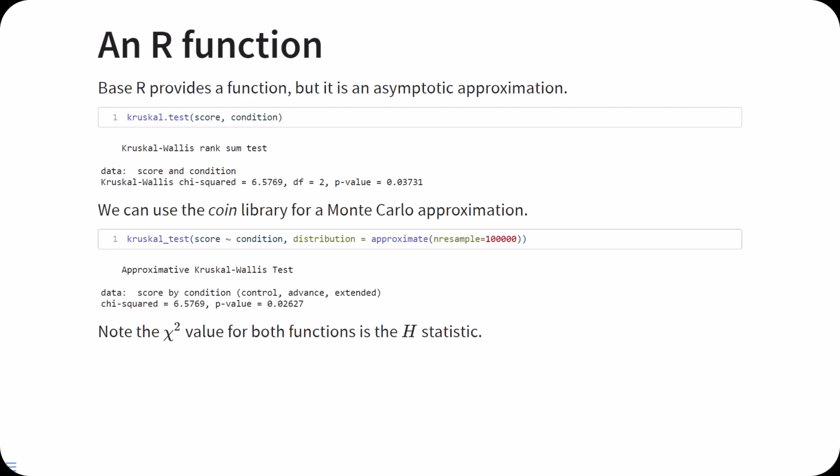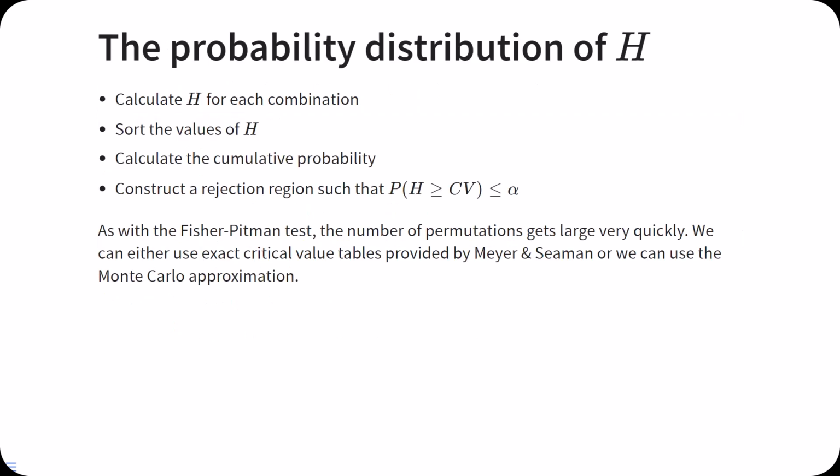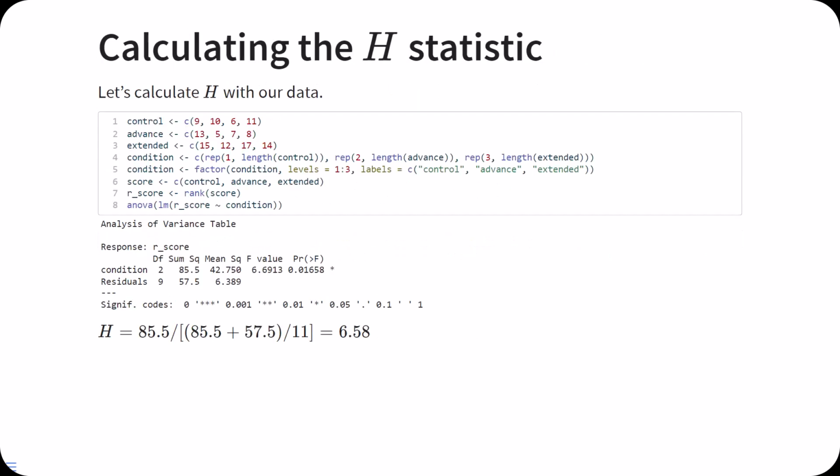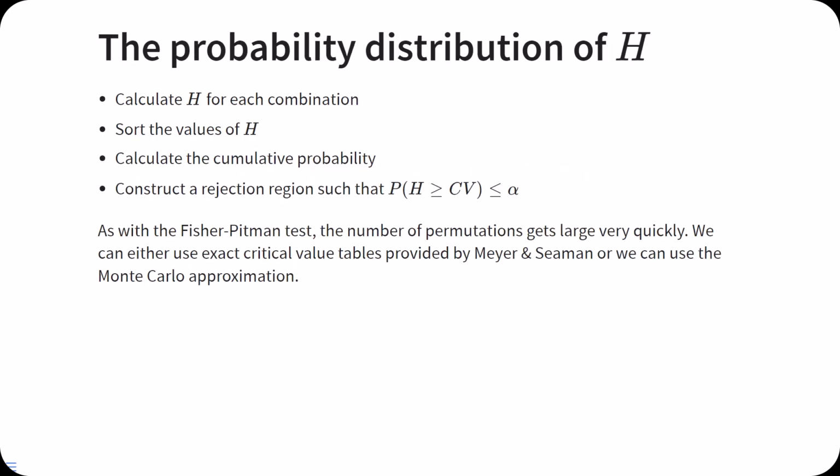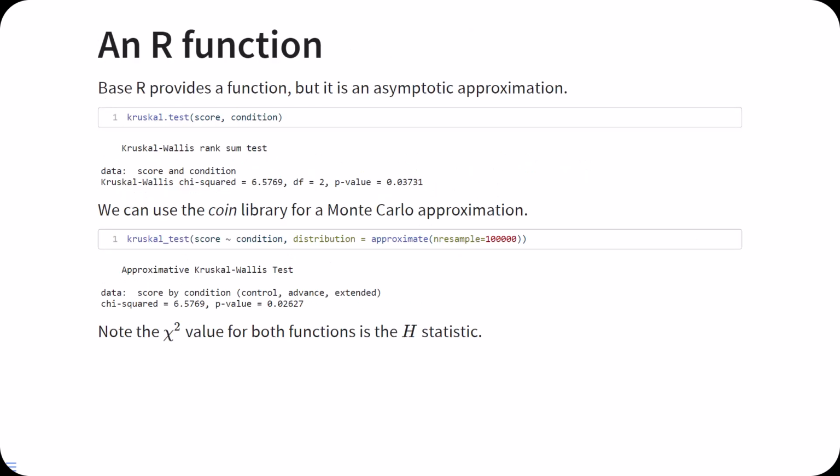Note that the chi-square value that we see here for both of these are identical. That value that's listed as a chi-square is actually the H statistic, 6.5769. If you go back here to where I calculated, you see 6.58. It is the same as the chi-square that we are seeing here.